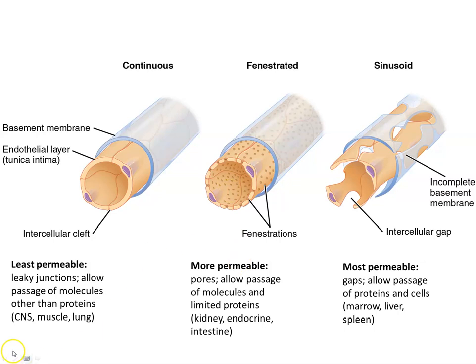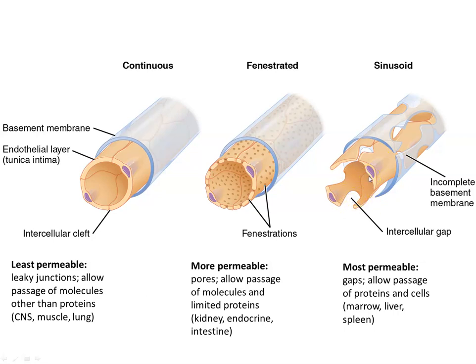And then lastly, we have something called sinusoidal capillaries. And look at these holes, right? They're big old gaps. They're the most permeable. Cells can leave here, huge proteins, okay? So these sinusoidal capillaries are in the marrow, liver, and spleen. And what we're going to see is in marrow, this is where I make red blood cells, white blood cells, and they need to enter the bloodstream. So that space is big enough for these cell types to pass in here.